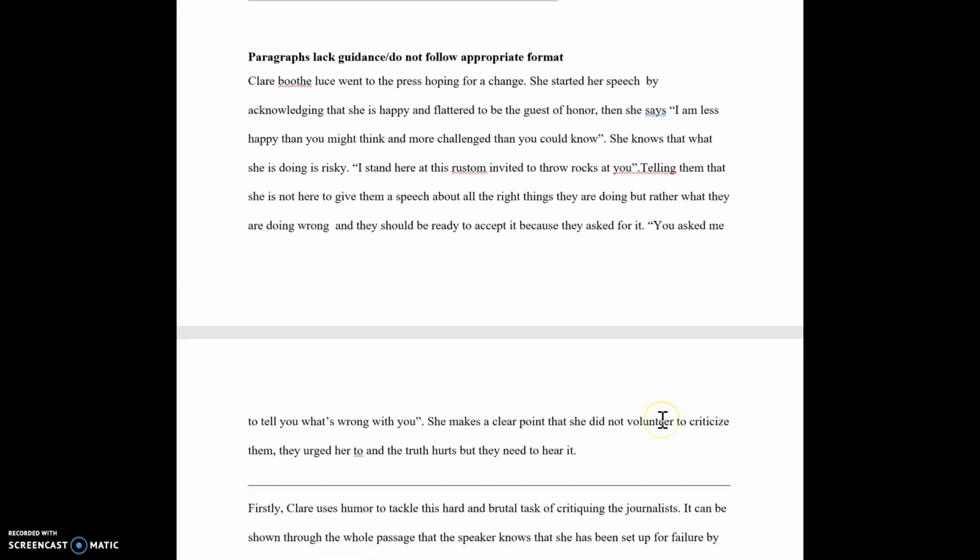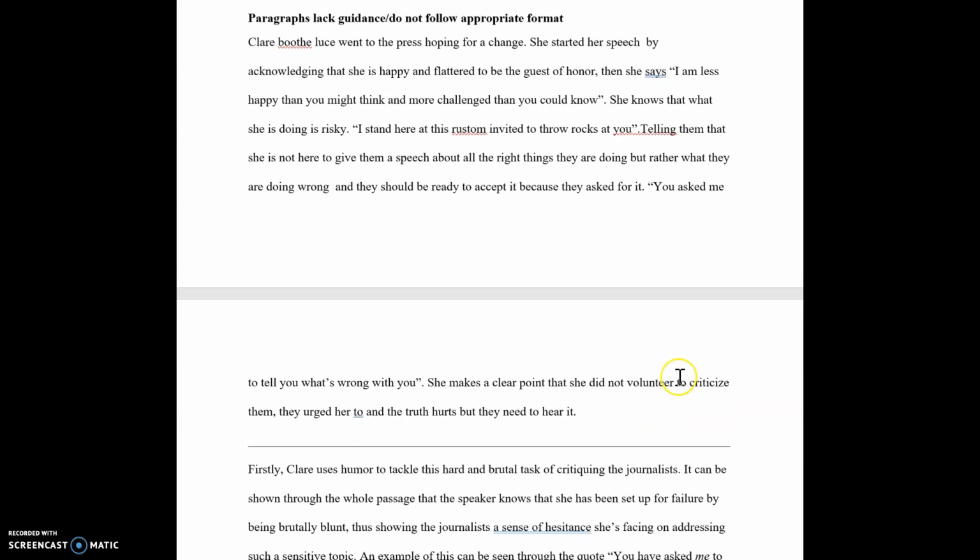Now, paragraphs lack guidance, do not follow appropriate format. Again, when I mentioned this earlier, I talked about having claim, evidence, warrant. I know that we've discussed claim, evidence, warrant, especially with the juniors. Seniors, we did this, we hinted at it. We did do a lesson on it, but it really is something you should have been doing this entire time. You may have learned it as a topic sentence and then supporting sentences and then a concluding sentence, but it's more or less the same thing.